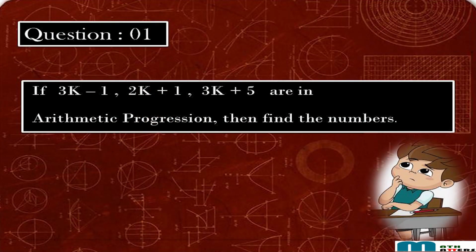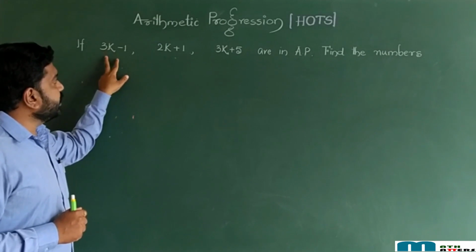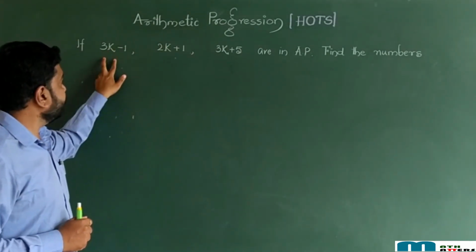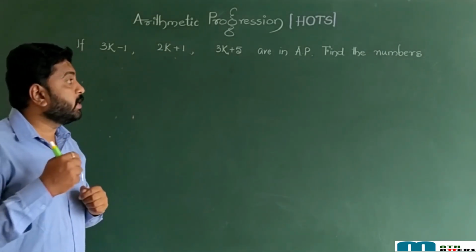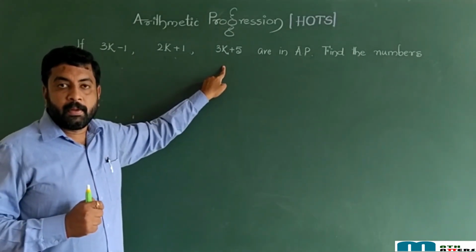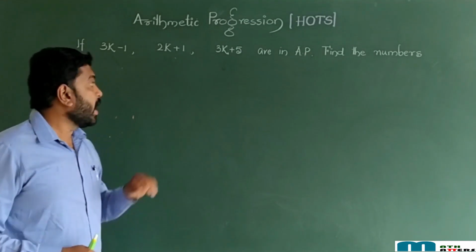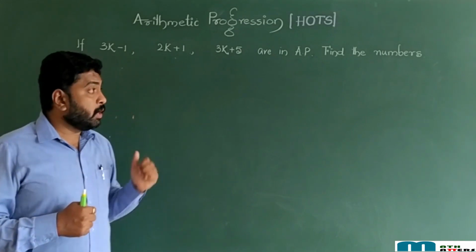First question is like this. If 3k minus 1, 2k plus 1, 3k plus 5 are in AP, find the numbers. If you observe these three terms, this is A1, this is A2, this is A3. Now I want to find the numbers. Numbers means first I want to find the value of k. If I calculate the value of k, I can substitute in this and I can calculate the numbers.